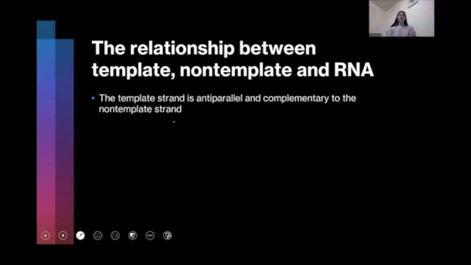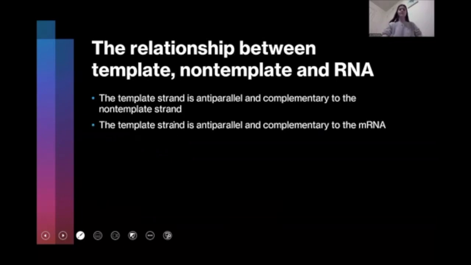Your template strand is anti-parallel and complementary to your non-template strand. This is something we knew already from chapter 10. So if we have our DNA, we know that they are anti-parallel and they are complementary. We also know that the mRNA is made from 5' to 3', just like DNA. That means it's reading the template strand from 3' to 5', just like in DNA replication. So the template strand and your mRNA are also going to be anti-parallel, and they're also going to be complementary.